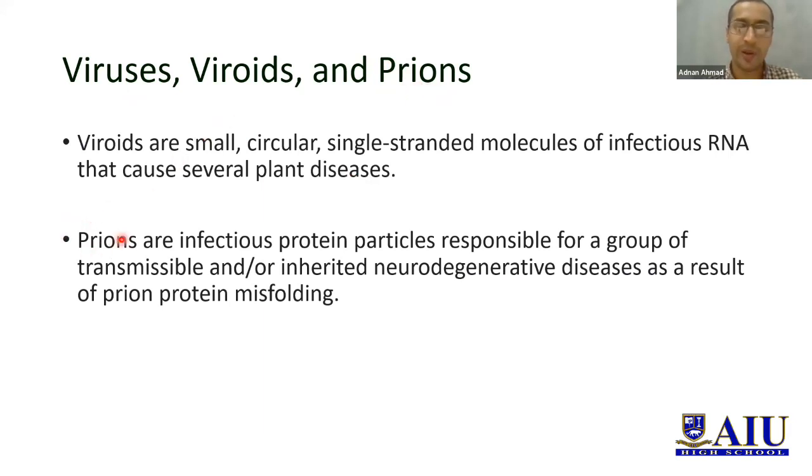So now we have another term, and that is prions. So what are prions? Prions are infectious protein molecules or protein particles that are responsible for a group of transmissible or inherited neurodegenerative diseases as a result of a prion protein misfolding. So what happens is that, for example, sometimes when we eat food or when we consume proteins, there is a molecule of a protein which is not folded properly, which is not synthesized properly. So that may enter our bodies.